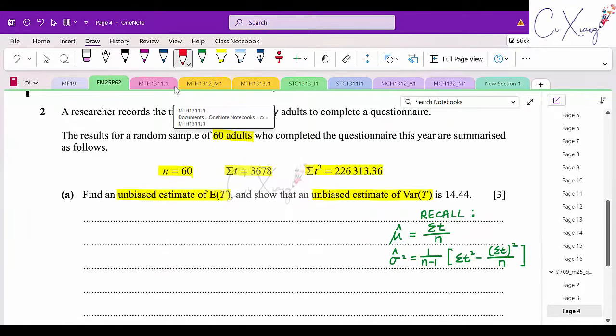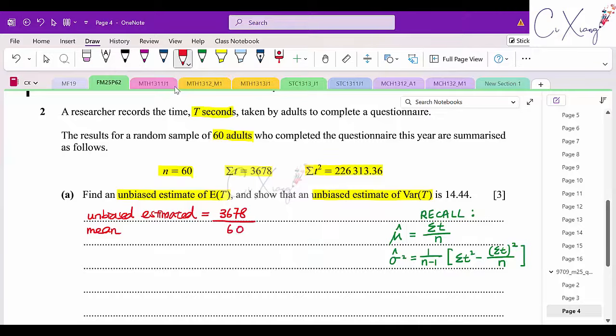So to get the unbiased estimated mean, okay, I just directly try to write out the formula here. It will be summation of t, which is 3678 divided by 60. It is a straightforward question, right? So by right, you should have 61.3. Right, so this is what we have.